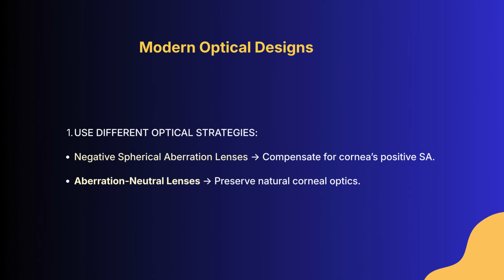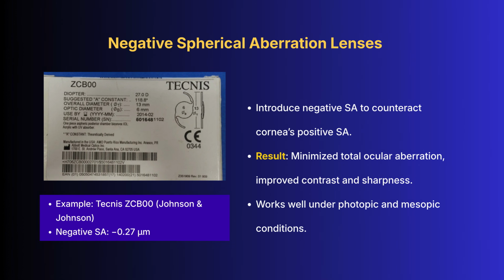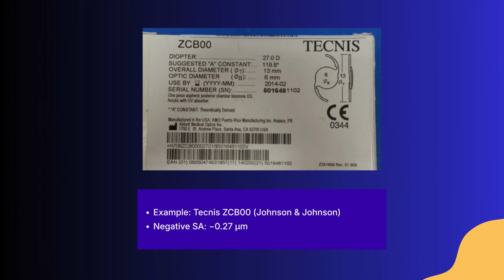Modern monofocal IOLs have taken different optical design approaches to optimize retinal image quality. We have the negative spherical aberration lenses. These lenses introduce negative spherical aberration to compensate for the patient's positive corneal aberrations. By doing so, the total ocular aberration is minimized, improving the contrast sensitivity and image sharpness, particularly in mesopic and scotopic conditions. An example of this is the Tecnis ZCB00 lens, also referred to as the ZCB00 lens from Johnson & Johnson Vision, and it has a negative spherical aberration of minus 0.27 micrometers.